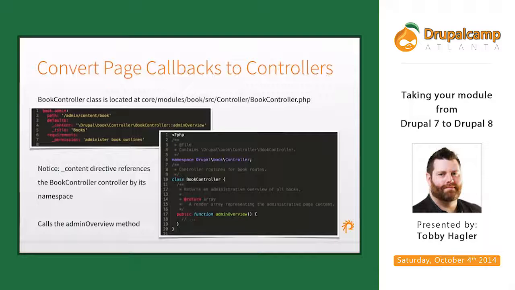So you want to convert all your page callbacks to controllers. So this is what that router, that routing YAML file points to this other file here, and I'm going to kind of breeze through this because I'm running out of time. But essentially what that does is lets you name your admin overview function as part of your book controller class. It's in this namespaced file that nothing else can clobber just because they name it the same thing.